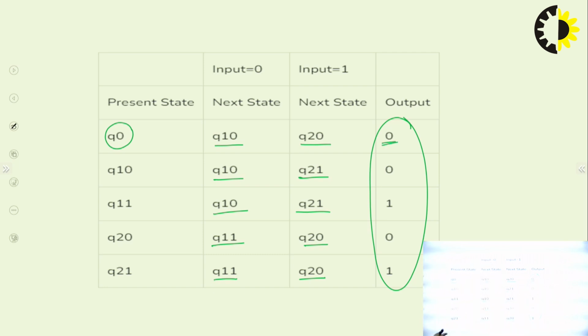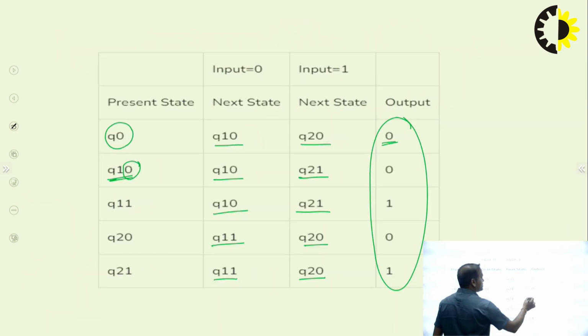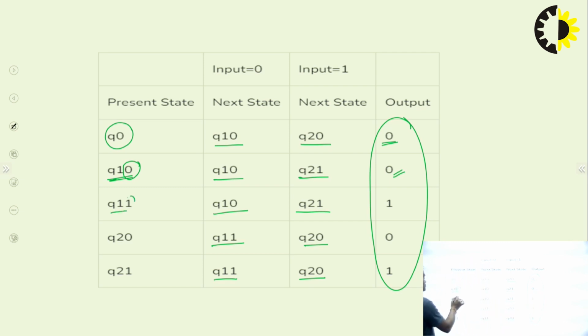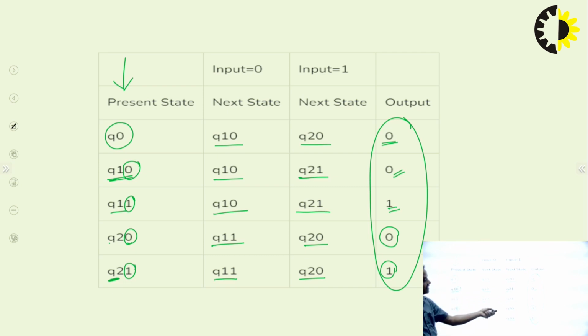Then what is the output of Q10? We go to the previous case and compare. We split this state, and in this case the output is 0, so we write 0 here. The output of Q11 is 1, so we write 1 here. The output of Q20 is 0, so we write 0, and the output of Q21 is 1, so we write 1. We don't check the next state, we check the present state and write the output.